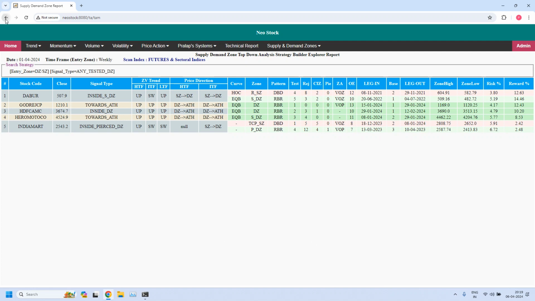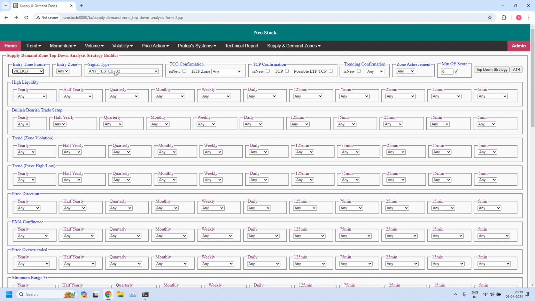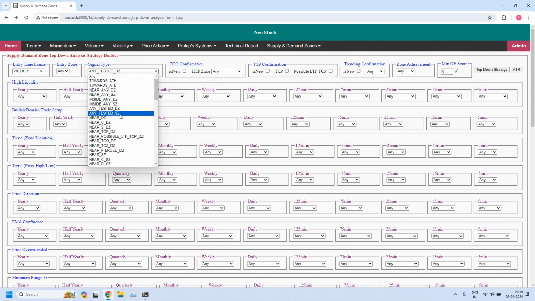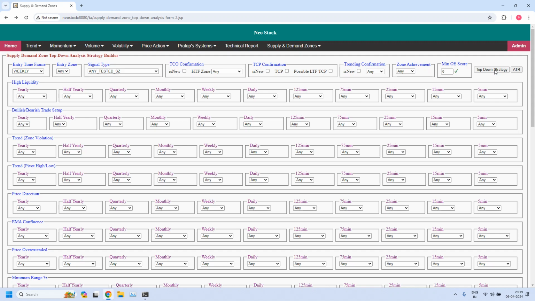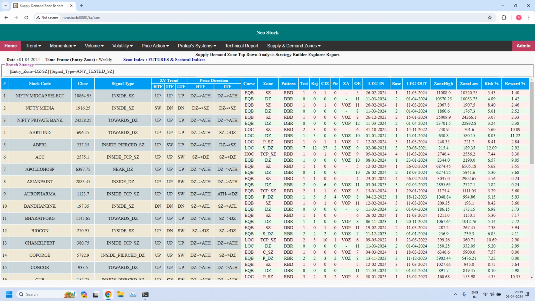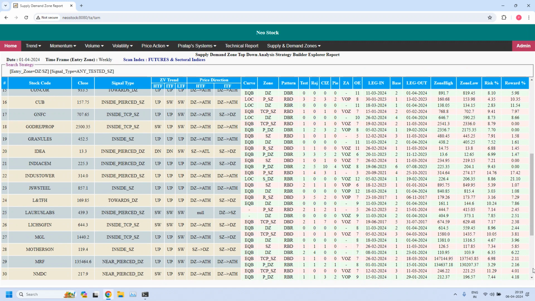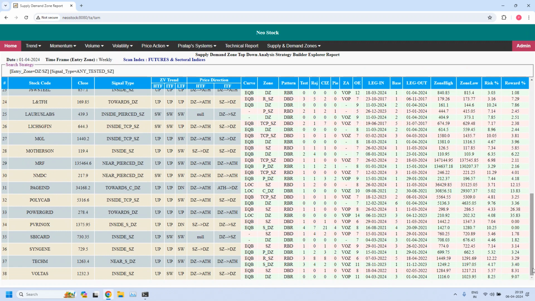So let me go back. For weekly time frame, let us find the tested weekly supply zones during this week. This is the filtered list. Let me scroll down. So total 38 stocks having the weekly supply zones are tested during this week.